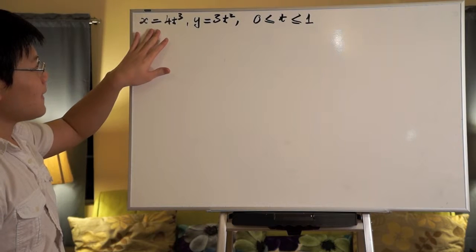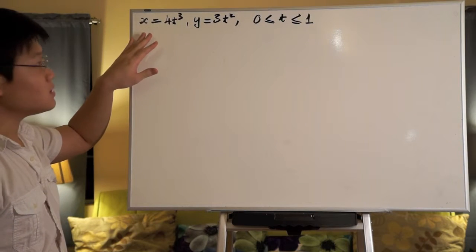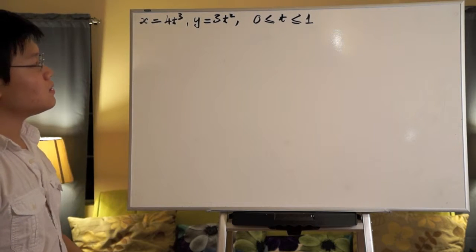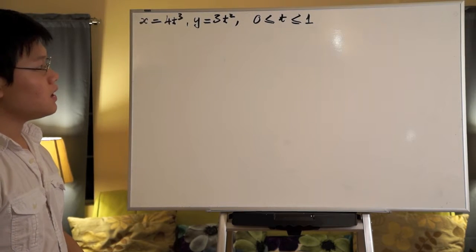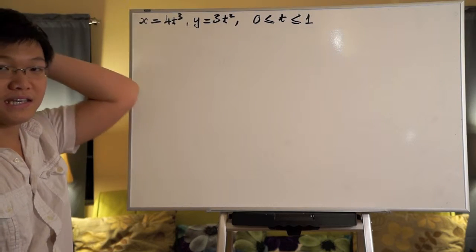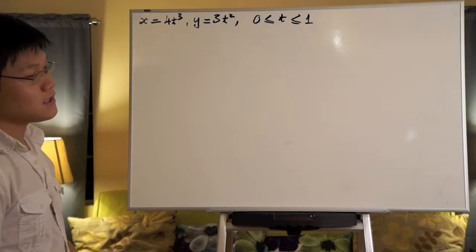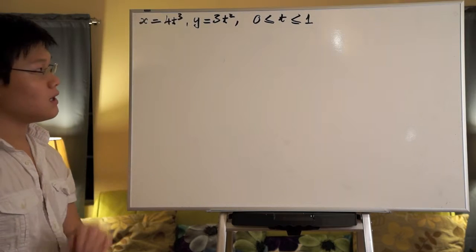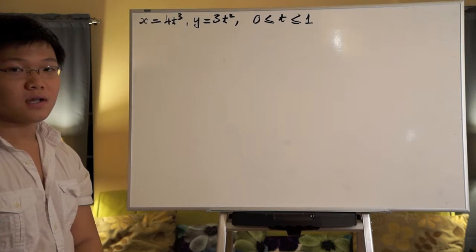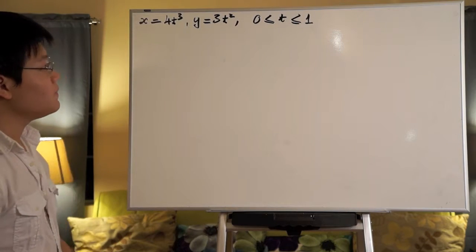Parametrized curve in 2D, two dimensions. We have the x and the y components being controlled by functions of t, and t goes from 0 to 1. You can think of t as time, or t is just a parameter that acts like a connector between the coordinate values.